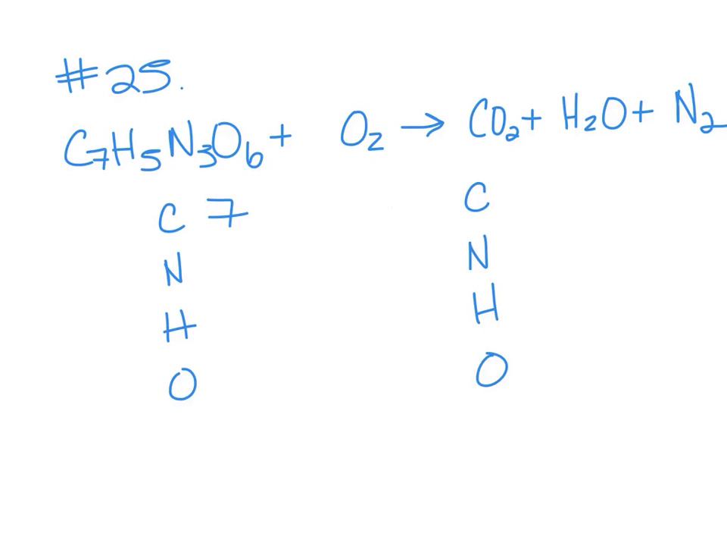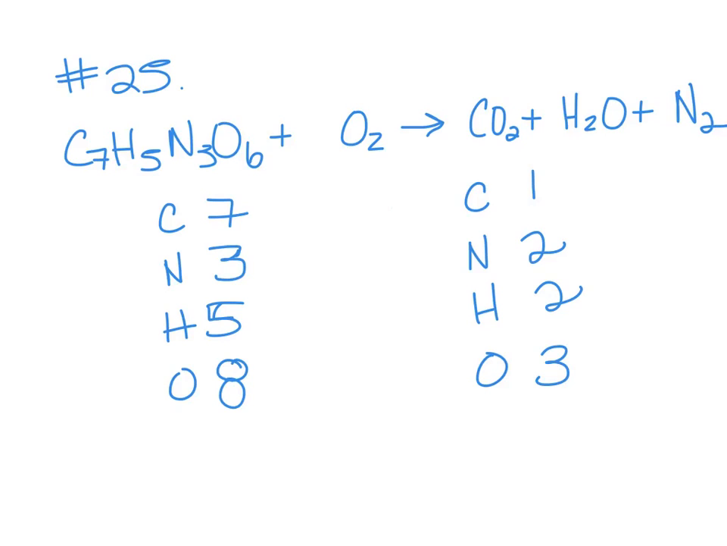So I'm going to have 7 carbons, 3 nitrogens, 5 hydrogens, and then 6 plus 2 gives me 8 oxygens on the left. And on the right, I have 1 carbon, I have 2 nitrogens, 2 hydrogens, and 3 oxygens split between 2 compounds. Of course, numbering the elements correctly in the beginning will lead to a better attempt at balancing the equation.